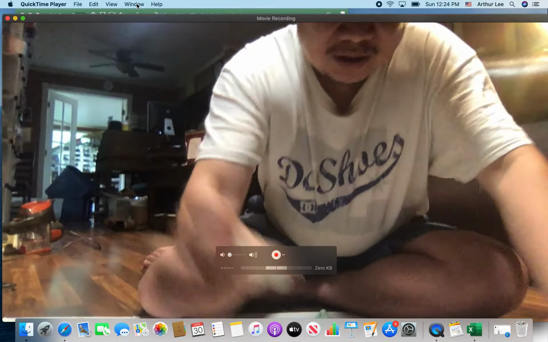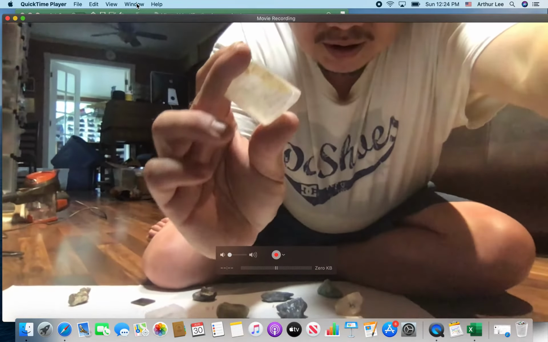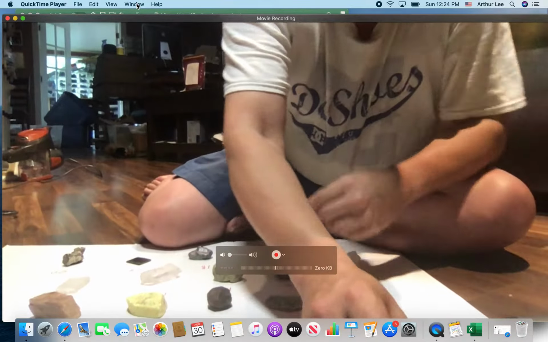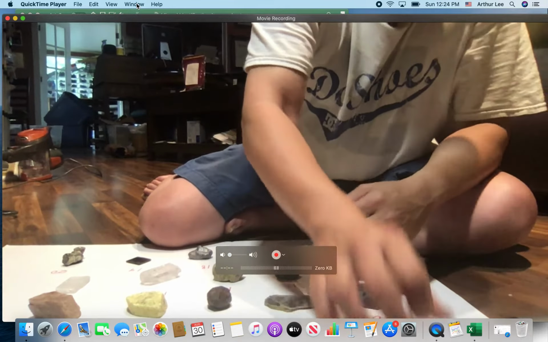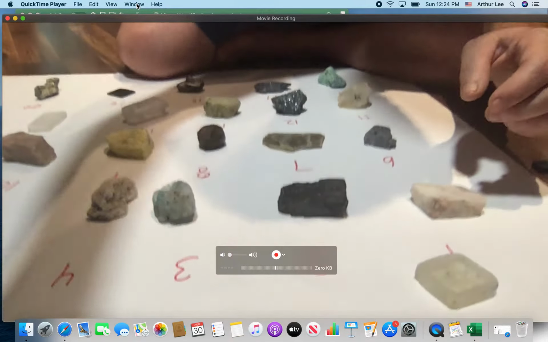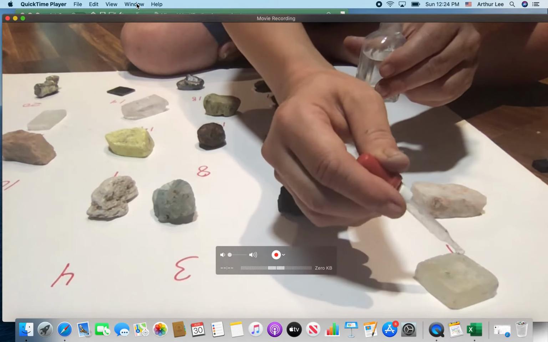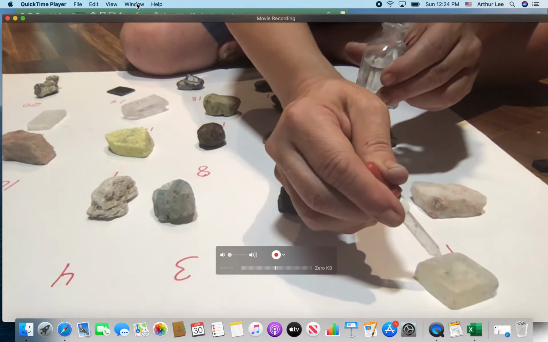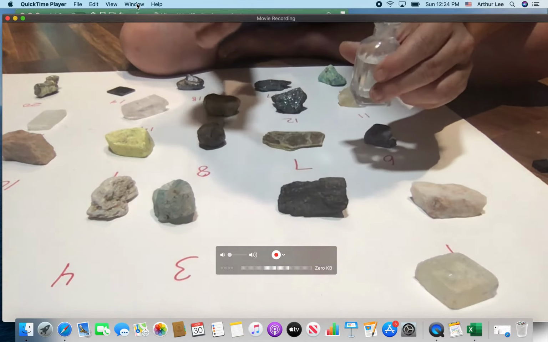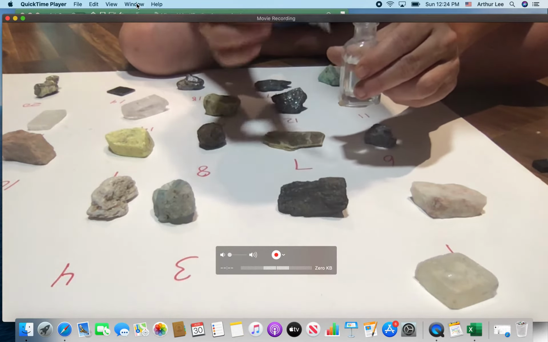And the big thing about this mineral here is that if I take a bottle of hydrochloric acid and drop it on it, do you see how it bubbles? It reacts very strongly. See those bubbles?